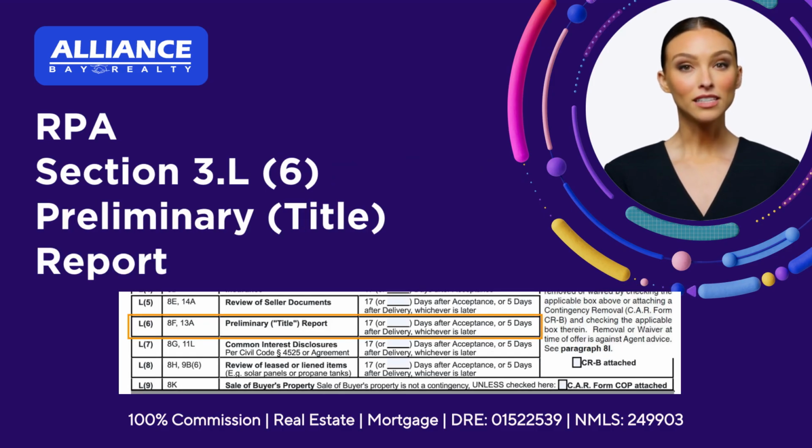Section L, 6 Preliminary Title Report. Section L6 gives buyers time to review title, easements, liens, CC&Rs, and requirements. The default is set to 17 days after acceptance or 5 days after delivery, whichever is later. Watch for solar UCC filings, easements affecting use, and private road agreements.